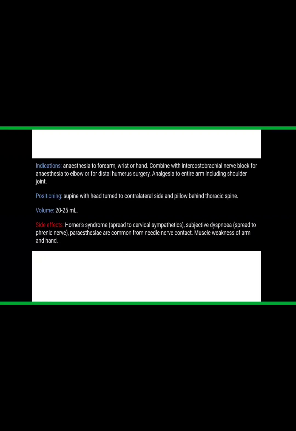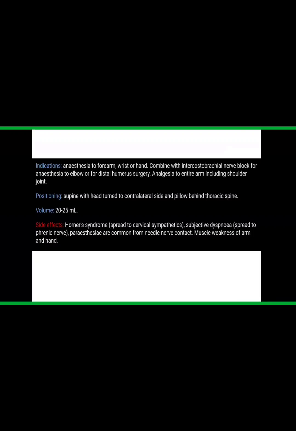How much volume is given? 20 to 25 ml of volume is given, and it is given at 2 different locations. Initially 10 ml is given at the corner pocket for the ulnar nerve, and the second 10 ml is given between the superior and middle trunk region, the fascia between the superior and middle trunk.